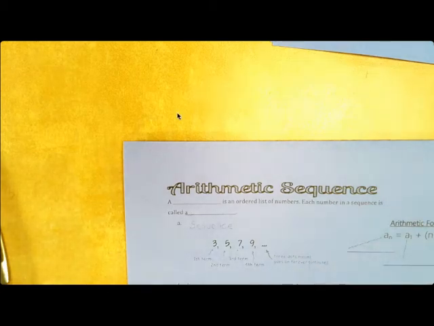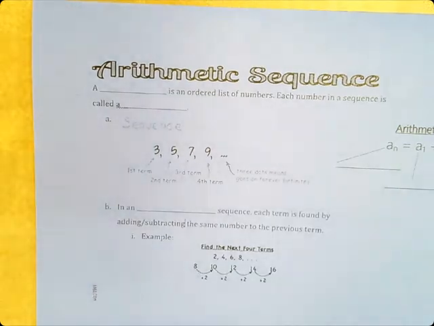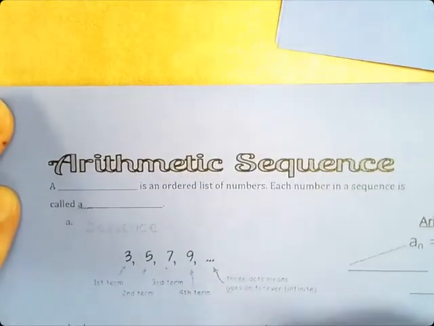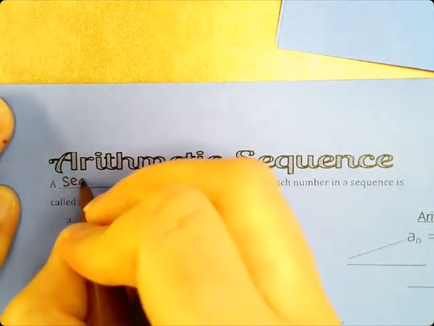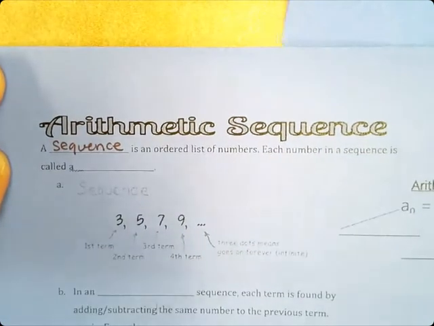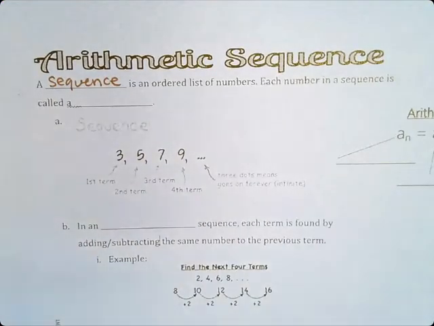We are starting the next topic, which is arithmetic sequences. So we're going to fill in the blank on this. A sequence is an ordered list of numbers. Each number in a sequence is called a term.